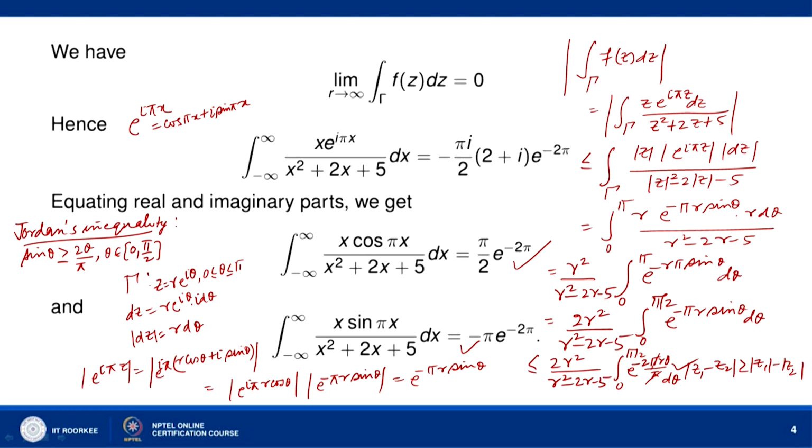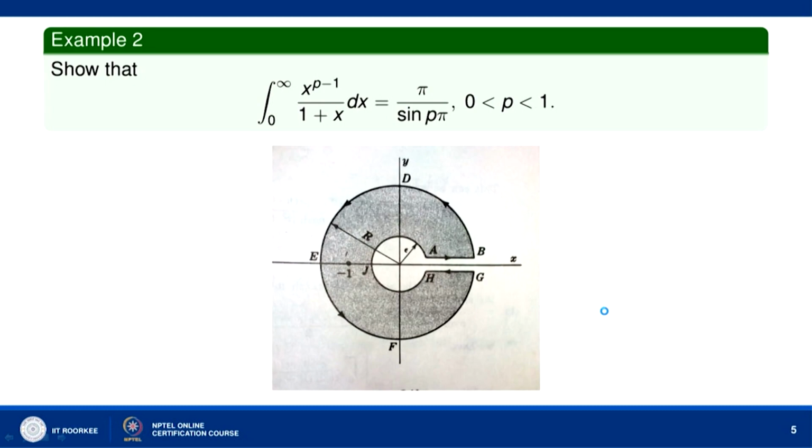Now, let us go to the next integral, where we shall be seeing that the integrand has a branch point. So let us consider this integral over 0 to infinity of x to the power p minus 1 over 1 plus x dx, where we have to show that the value of the integral is pi over sin p pi, for 0 less than p less than 1. Now, p is a value lying between 0 and 1. So x to the power p minus 1 upon 1 plus x is a multivalued function, and therefore we have a branch point at x equal to 0.